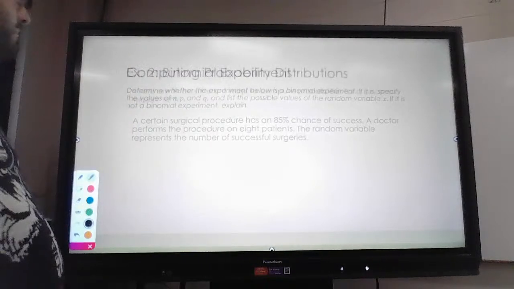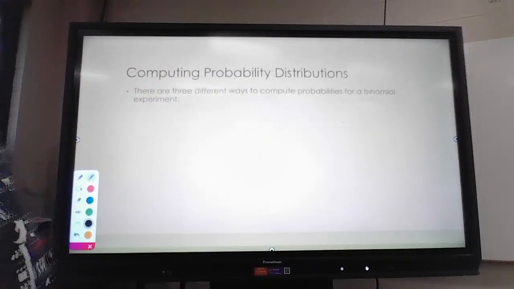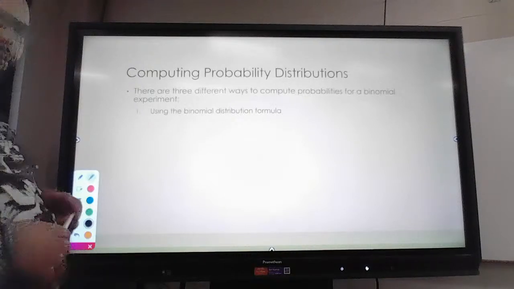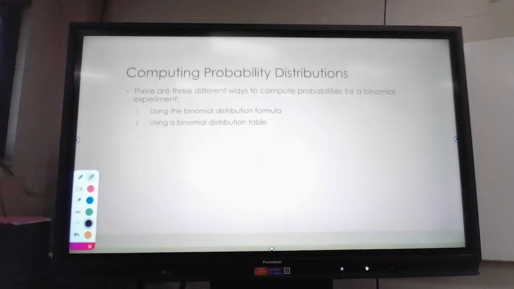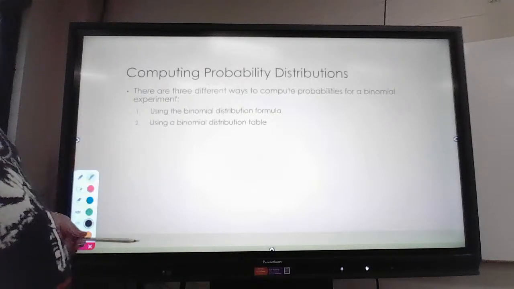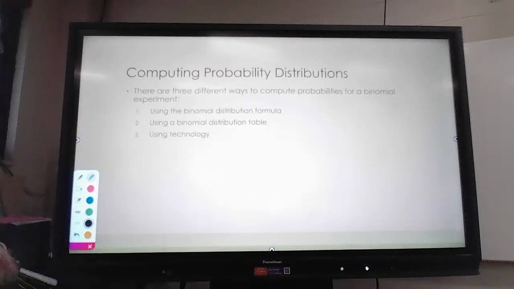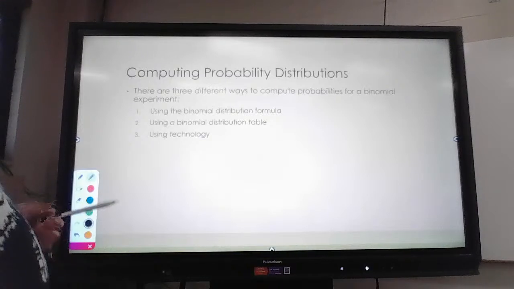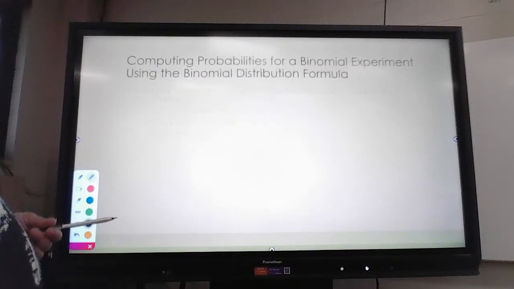Now there are 3 ways to compute probabilities for a binomial experiment. Either we can use a binomial distribution formula, which I'll cover in a second. We can use a binomial distribution table, which can be found in your textbook. And if it's not in your textbook, I will add it to your textbook at some point. And of course, we can use technology. We can use our calculators. We'll go through all 3 of these to show you how to find these binomial probabilities.